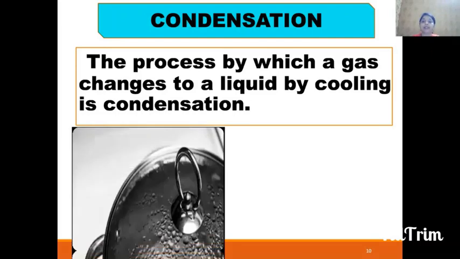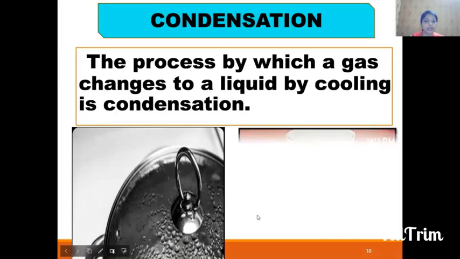Let's have an example. Generally, when you cook hot food and it is covered with a lid, you can find some tiny droplets. Are you able to see, children? These droplets are formed because when the steam gets cooled, it changes again into water, and this is called condensation.